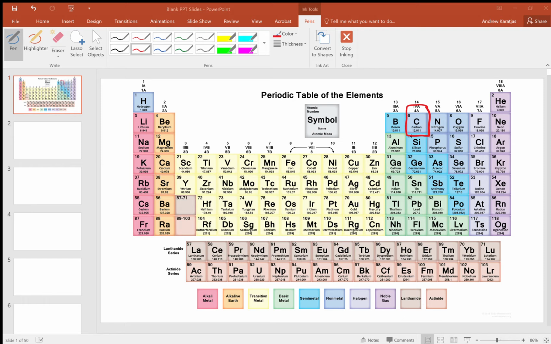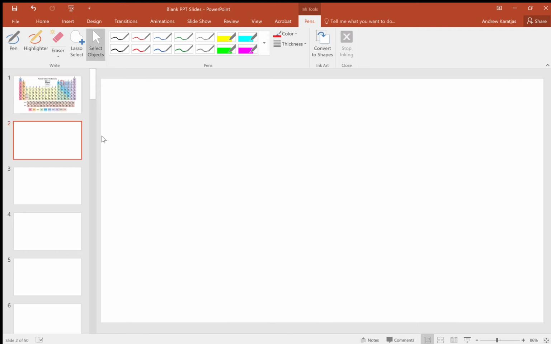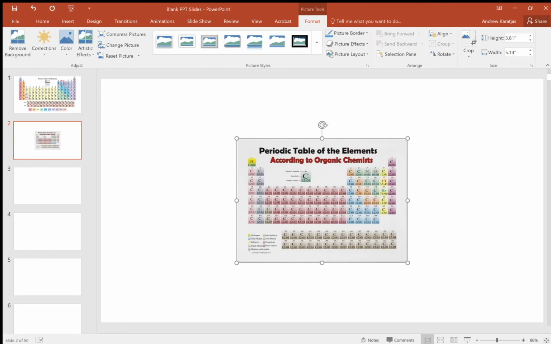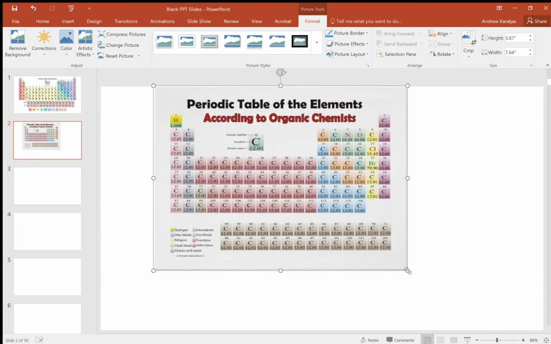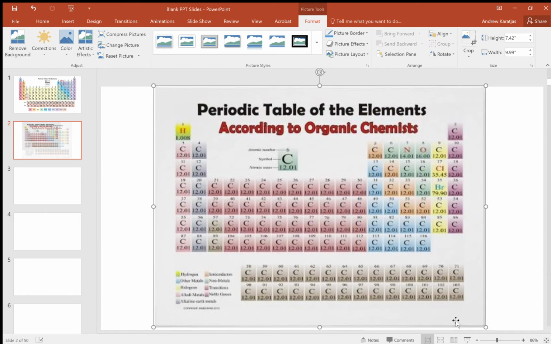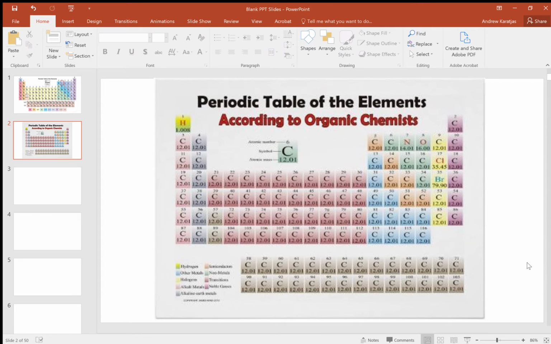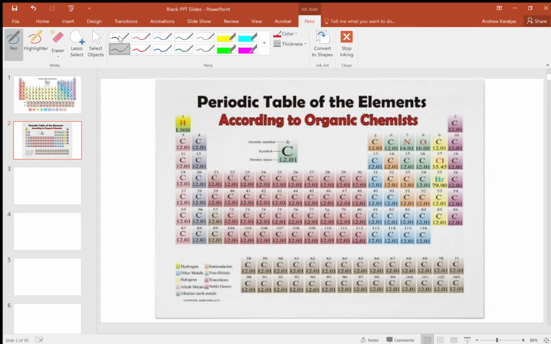Why carbon? Is carbon somehow more important than the other elements? Well, the answer quite simply is yes. In fact, some organic chemists would tell you that the periodic table would more accurately look like this. And so what we're saying here is that organic chemistry, first of all, is the study of carbon-based compounds.